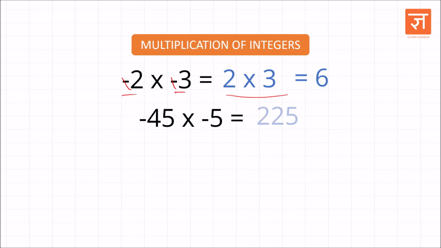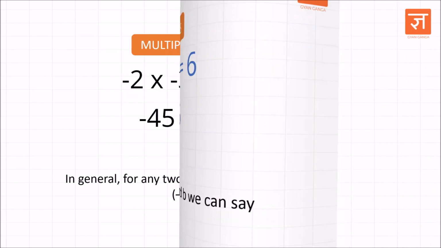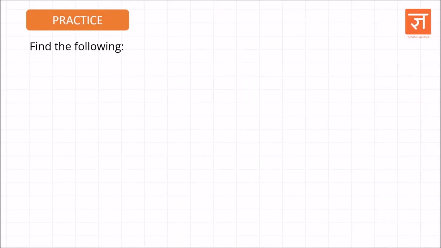So let's practice with minus 31 into minus 100. Both are negative, the negatives get cancelled, we get a positive integer and we got the answer. Minus 25 into minus 72. Minus again got cancelled, 25 into 72, and we got the answer. Clear?